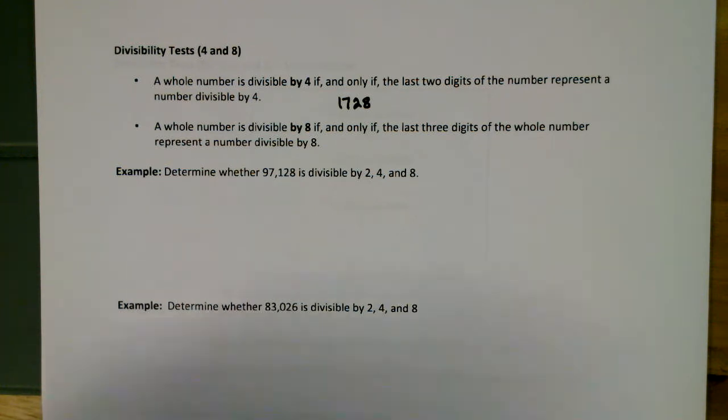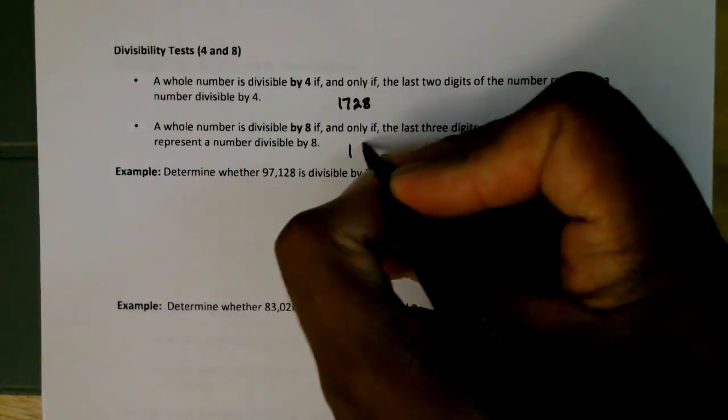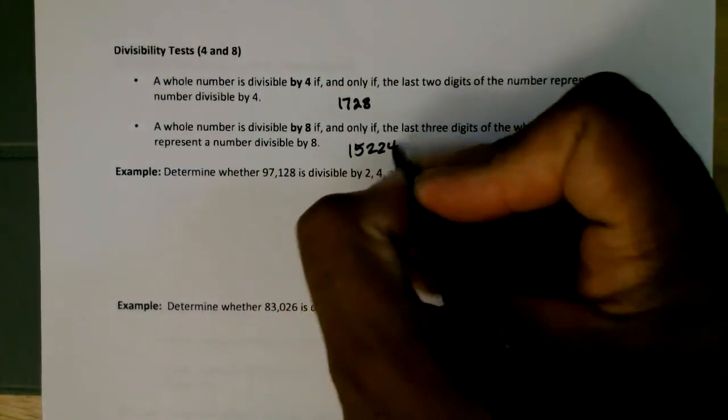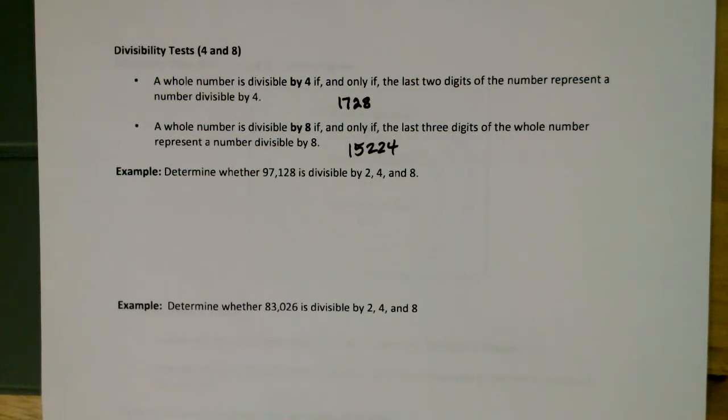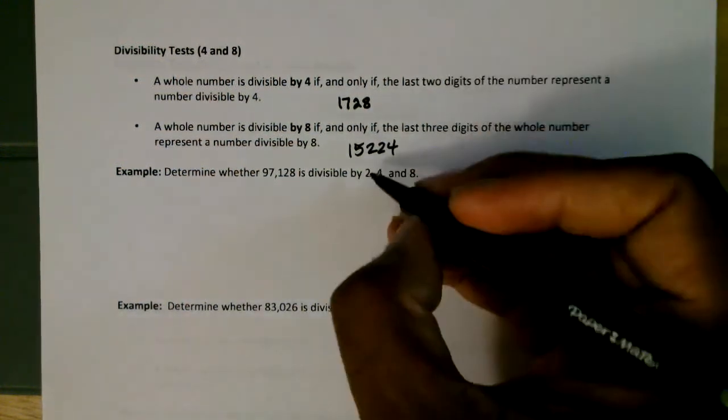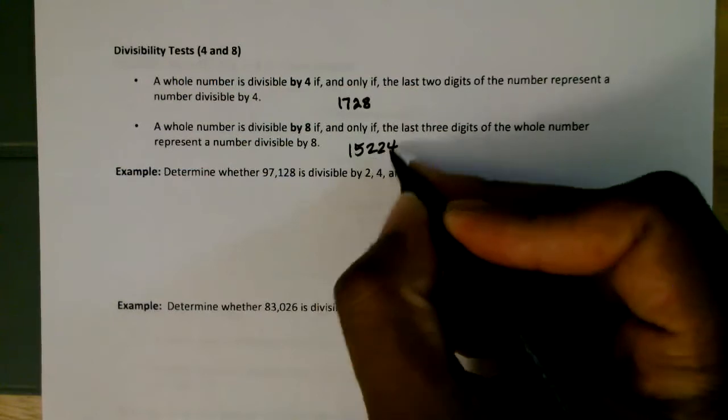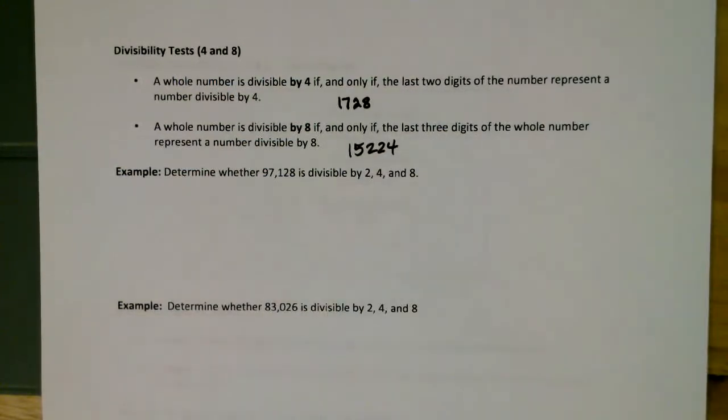And then for 8, let's see, let's say 15,224. If you look at the last three digits, 224, divide that by 8, it is divisible by 8 evenly. So 15,224 is divisible by 8.